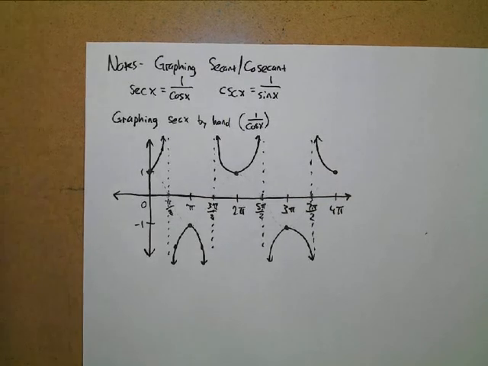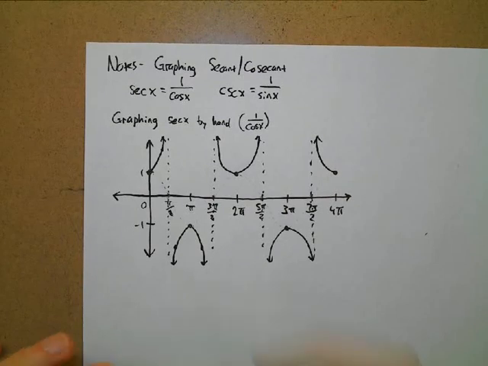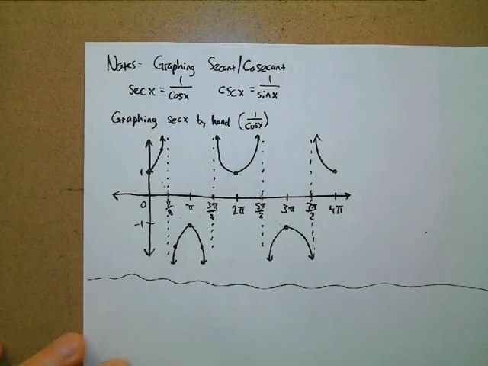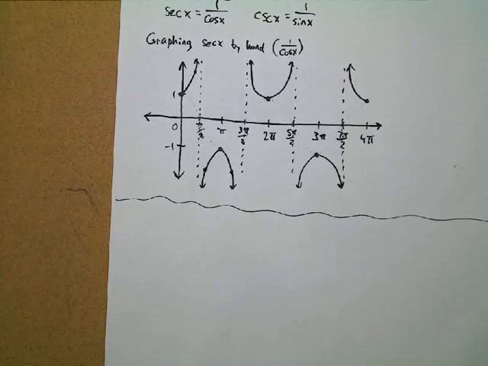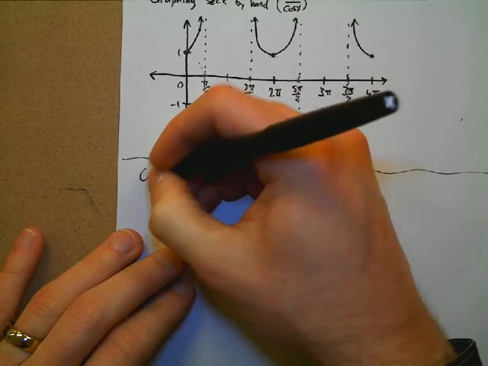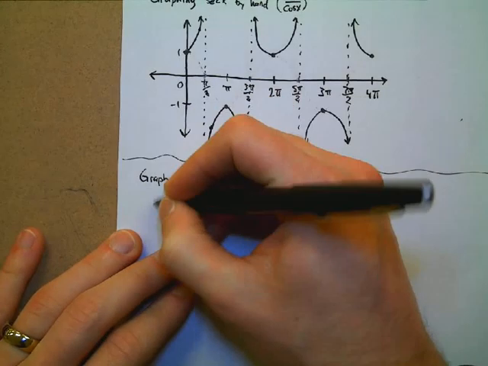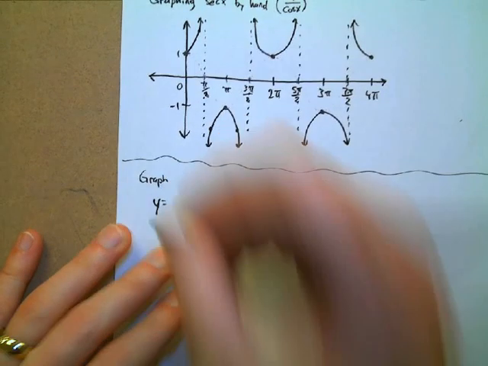Let's graph y equals the cosecant of x plus pi over 4. So we'll ease ourselves into this nice transformation, with just one little transformation.